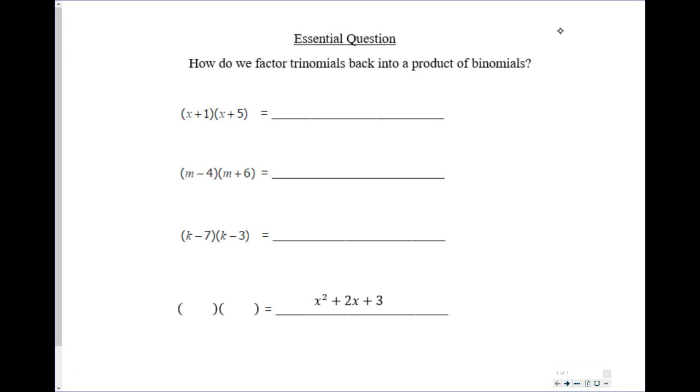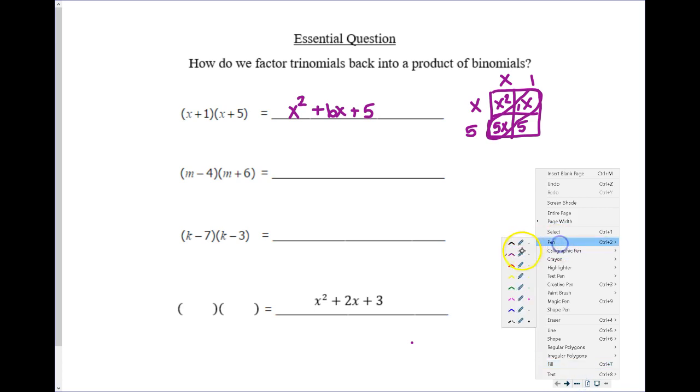Okay, so we'll use the area model to do this. I've got x plus 1 and x plus 5. So I'm going to draw my area model. x times x, x times 5, I get x squared, x, 5x, and 5. And when I combine like terms, 5 plus 1 is 6x. So this becomes x squared plus 6x plus 5.